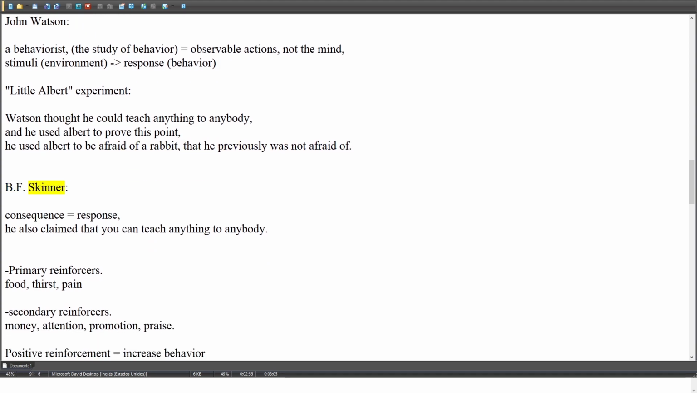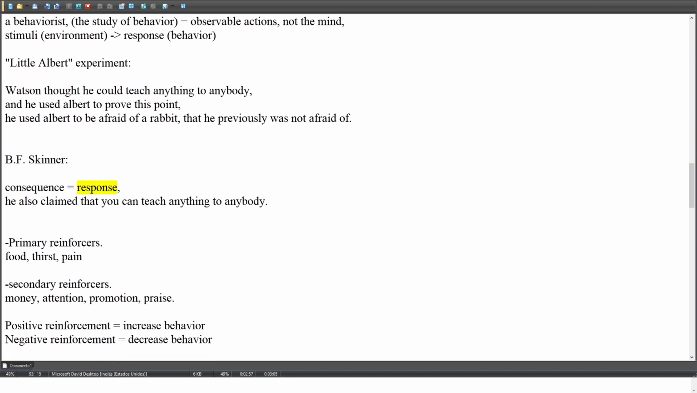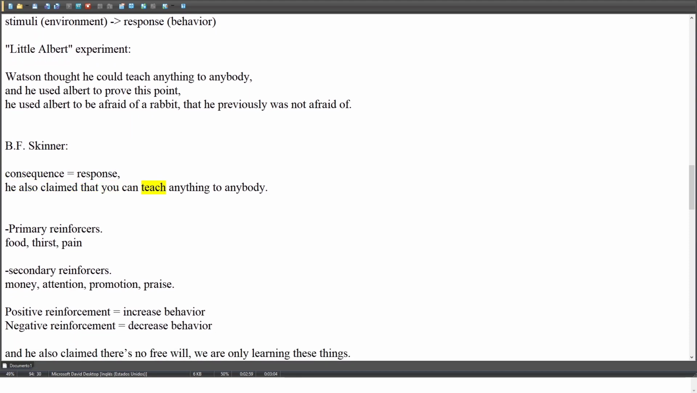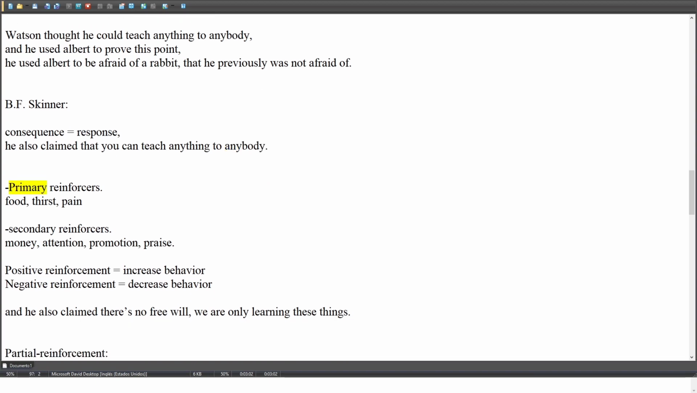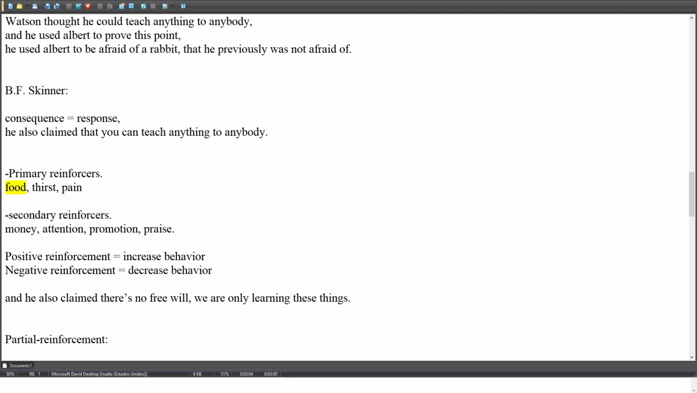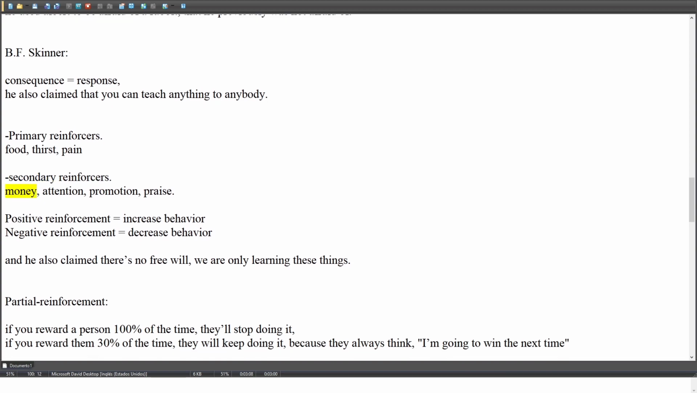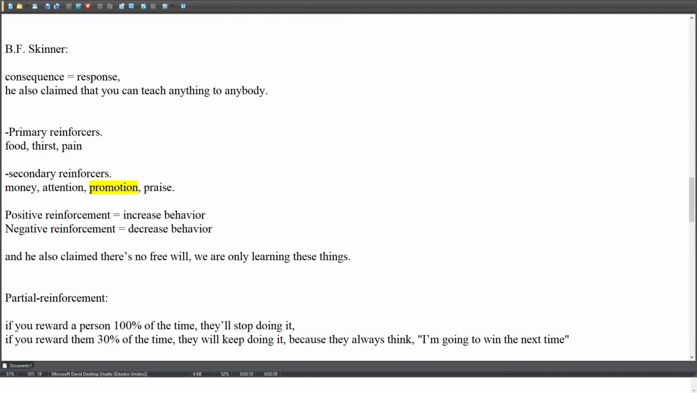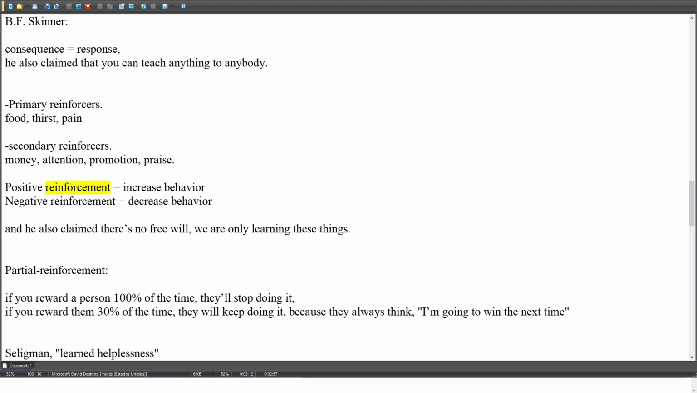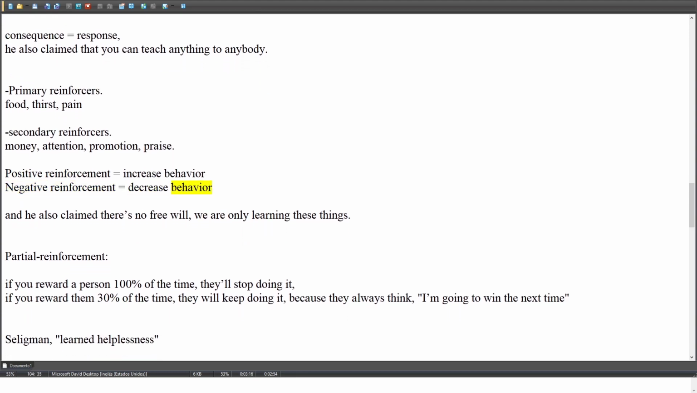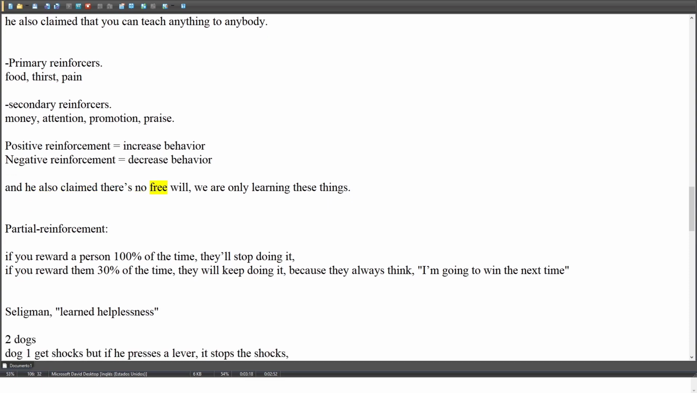B.F. Skinner. Consequence equals response. He also claimed that you can teach anything to anybody. Primary reinforcers: food, thirst, pain. Secondary reinforcers: money, attention, promotion, praise. Positive reinforcement equals increase behavior. Negative reinforcement equals decrease behavior. And he also claimed there's no free will, we are only learning these things.